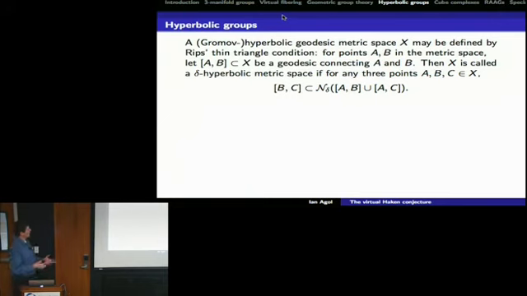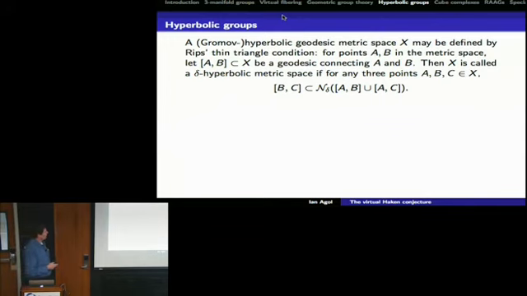So, a geodesic hyperbolic metric space. By a geodesic metric space, what I mean is that any two points have a geodesic between them. That's true, for example, for a Cayley graph, because between any two points there's a path, and the lengths are discretized, so there will be some path that minimizes the distance between any pair of points. So Cayley graphs are examples of geodesic metric spaces. And hyperbolicity can be defined via Rips' thin triangle condition.